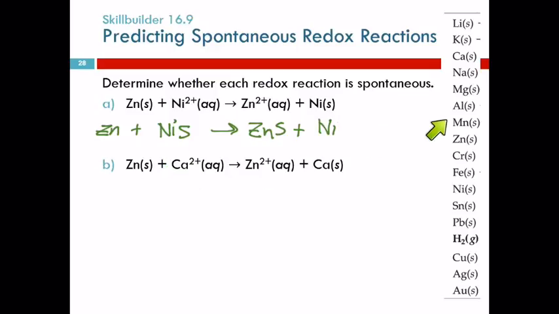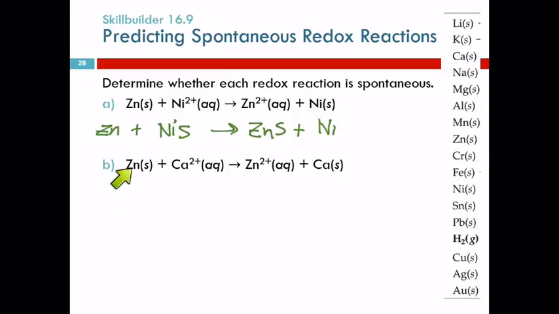But zinc is more active than nickel. And so that girl's going to say, oh, he's more macho, I'm going to go with him. So she leaves with him and nickel's out on his own. That's how you use the activity series. You're looking at which of these guys is higher on the list. If the metal is higher, the reaction will be spontaneous because zinc is more active than nickel. So this reaction is spontaneous.